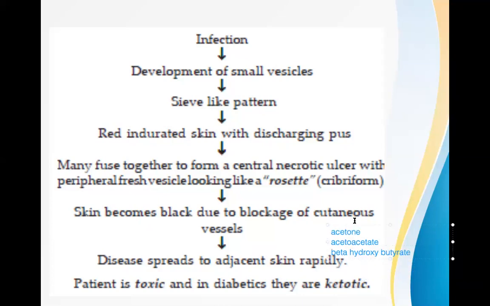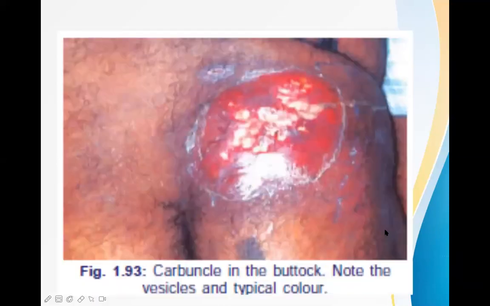Let me write it here so that you can see it clearly. Acetone, acetoacetate, beta hydroxybutyrate. In type 1 diabetes, they are a common occurrence in the patient. Now let's see the picture here, how carbuncle looks.